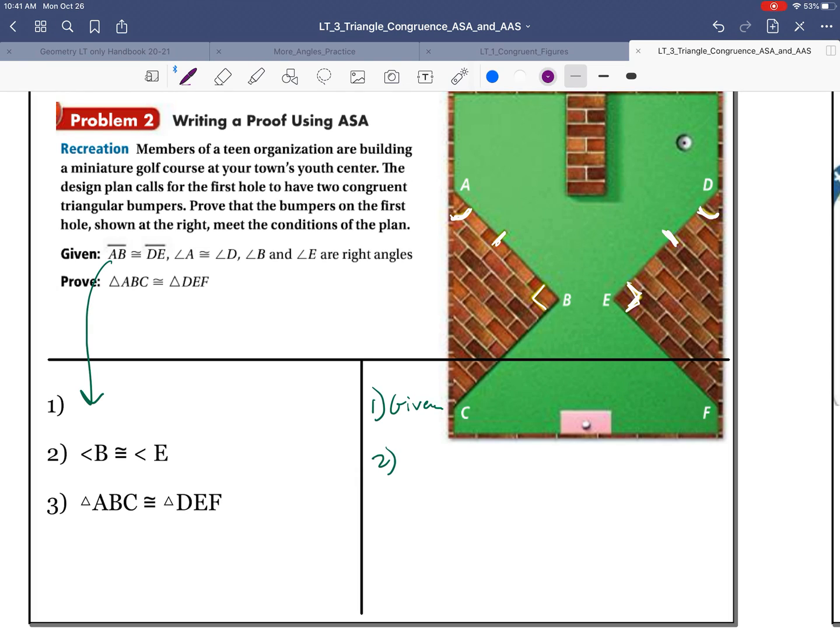What allows you to say B congruent to E? All right angles are congruent. And then if we have that, what makes the two triangles congruent? Angle, side, angle.